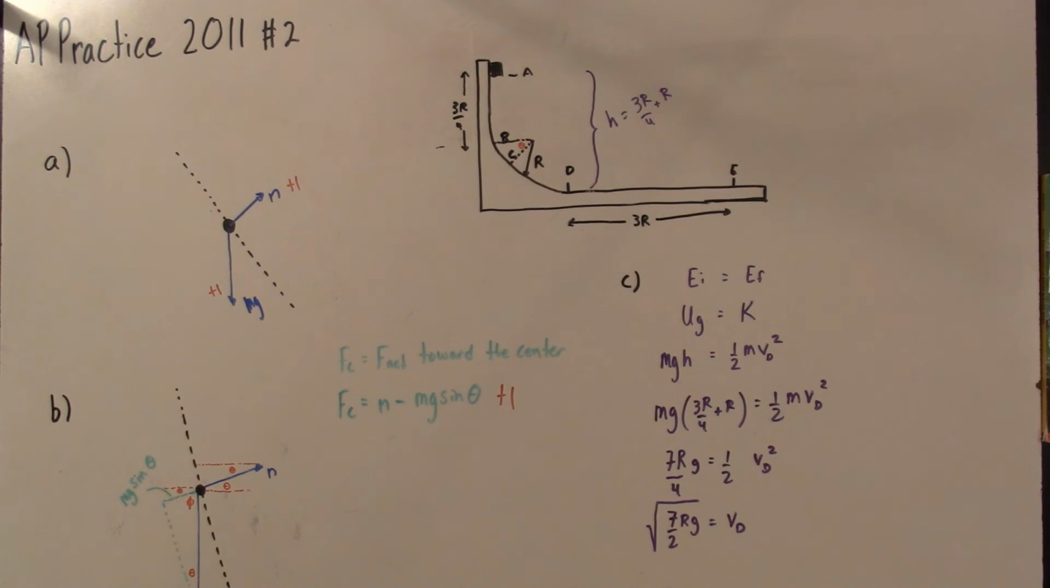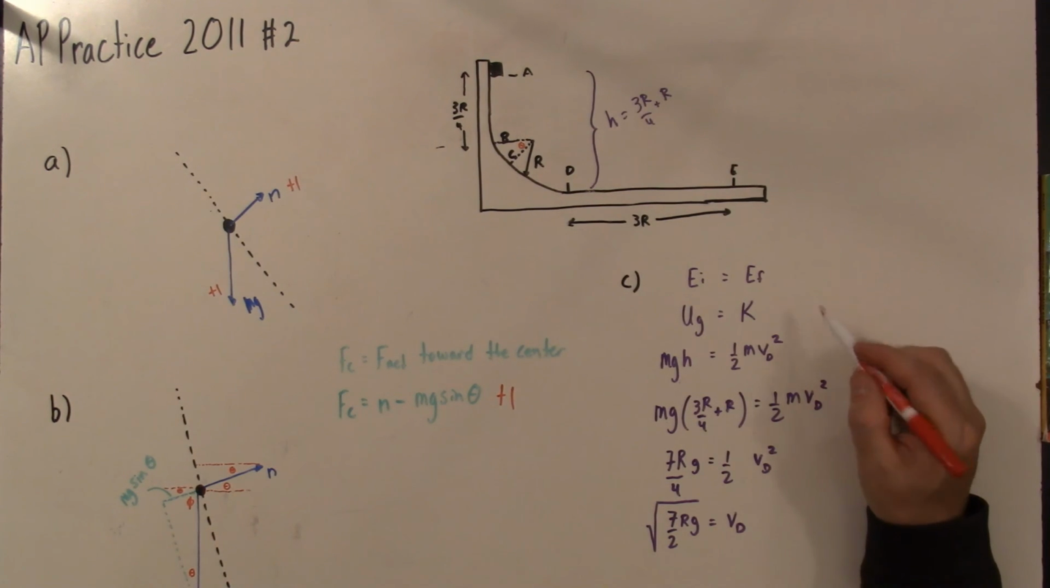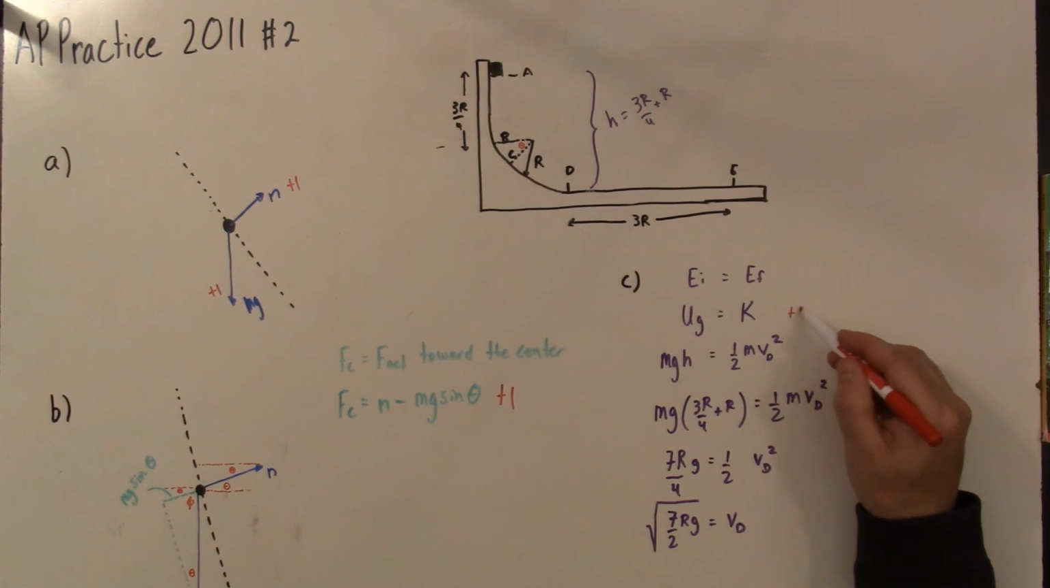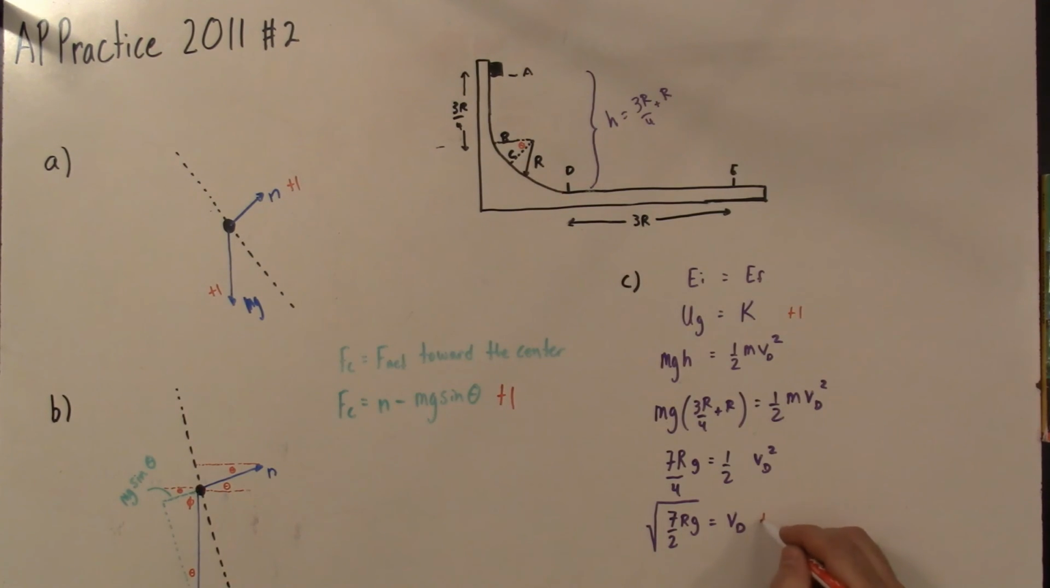If I take a look at the scoring on this one, this is a quick 2 points. For applying the kinetic energy equal to this, you get 1 point here, and then for the correct answer, you get another point. Quick 2 points.